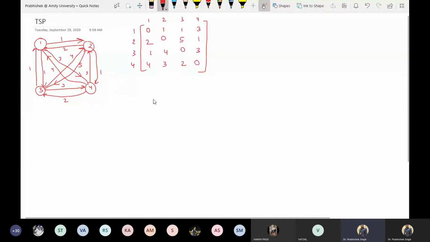First of all, I will explain what a traveling salesman problem is, and why it has been given this name. Let's say I'm a salesman, and currently I reside in Kanpur.